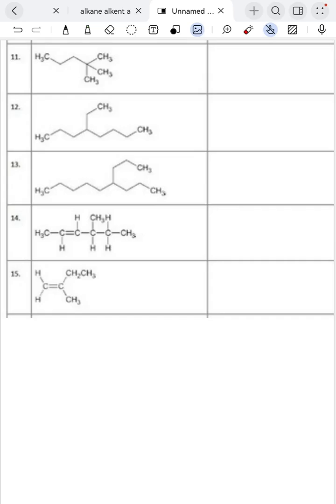Hello, today we have a practice sheet for naming organic compounds. We can go through this practice. I think it will be easy to name them. Let's start with the first one here.